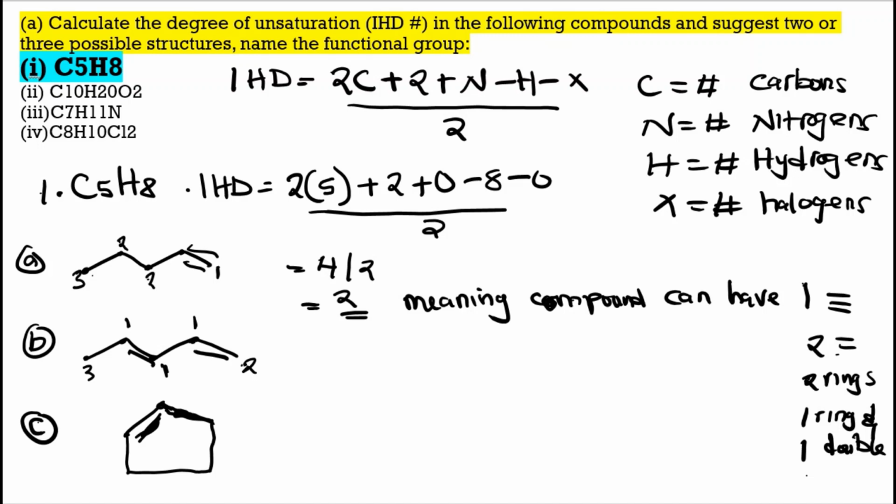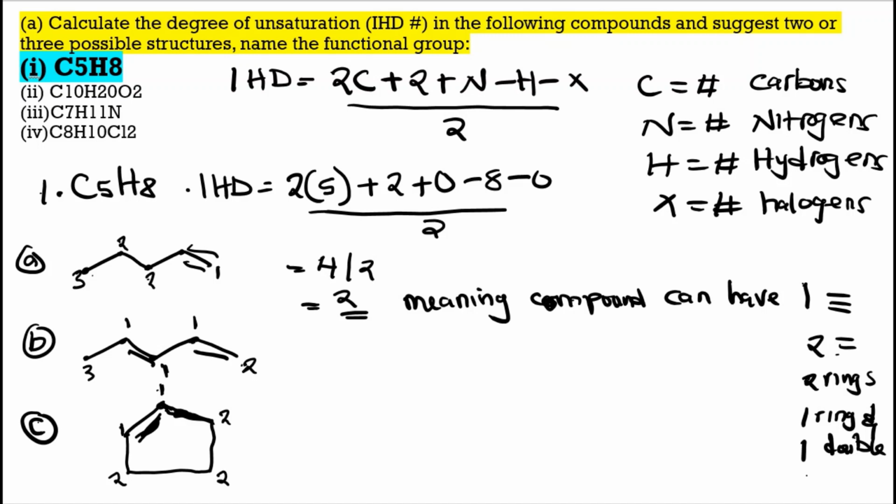Okay, so we know that this carbon here has got 1 hydrogen here. This one has got 1 hydrogen. This has 2. This one has 2. And this one has 2. So the hydrogens also here are 8. So these are the possible structures for this compound.